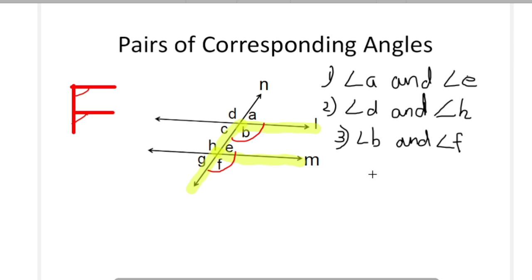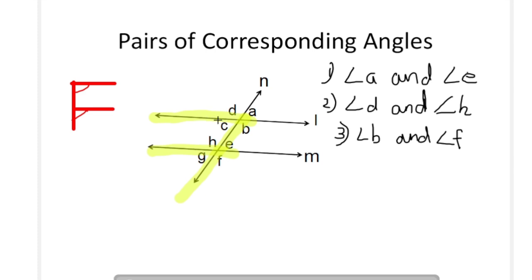Now the fourth pair we will see. Again this is forming the shape of the letter F. So here angle C, and the corresponding angle of angle C is angle G. So the fourth pair is angle C and angle G.